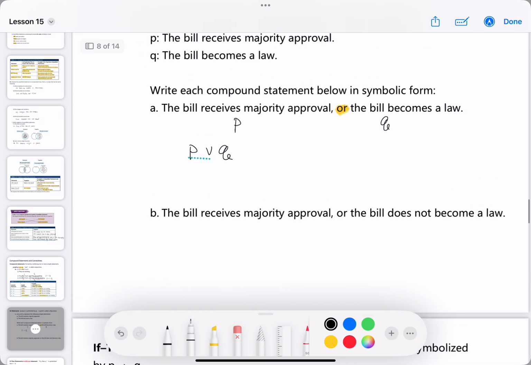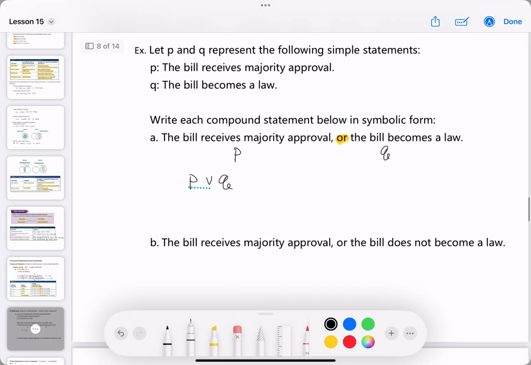Next one. The bill receives majority approval, or the bill doesn't become a law. First sentence is my P, and or means disjunction. The bill doesn't become a law, that is not Q. So combine them together, we have P or not Q.